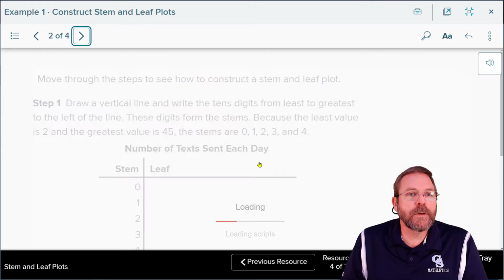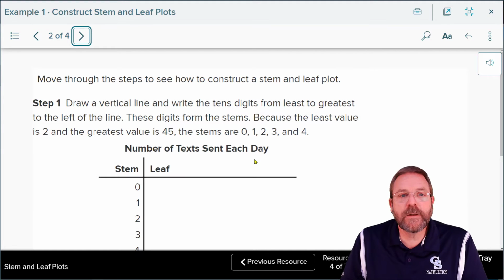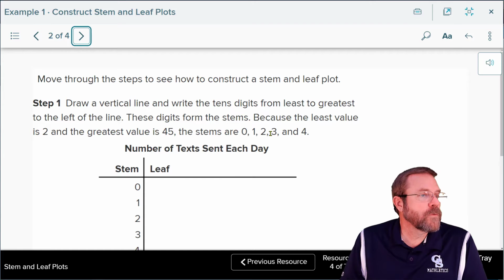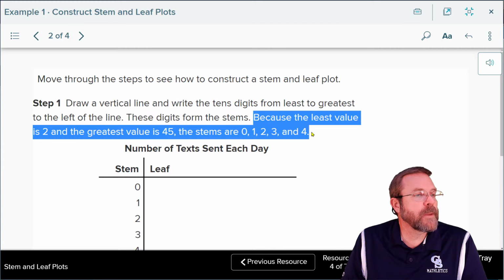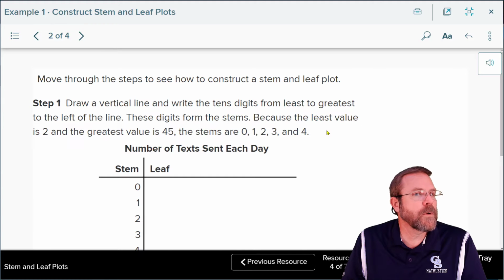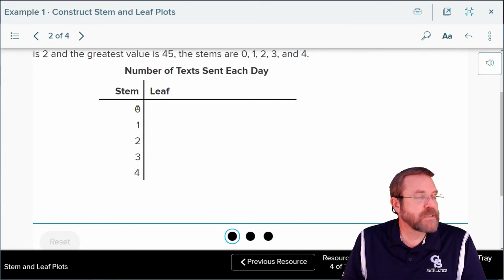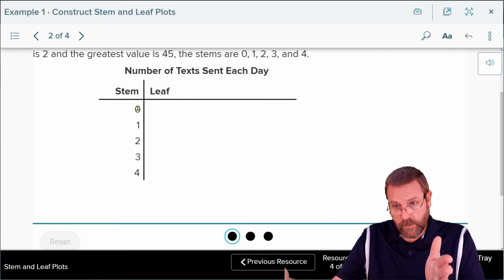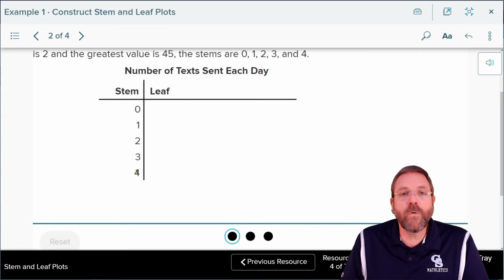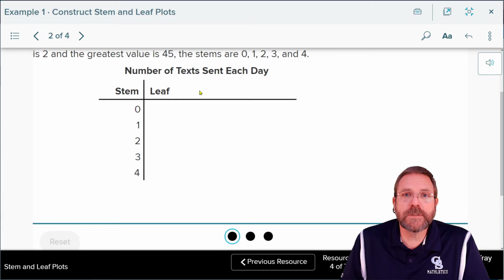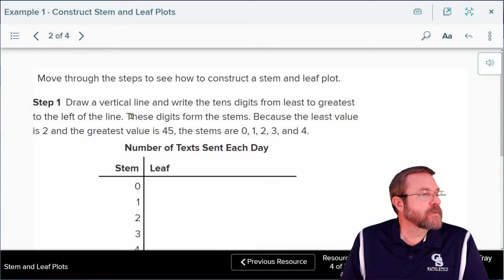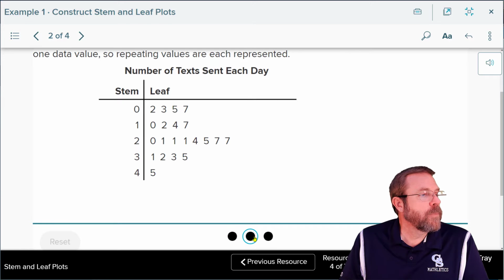The first thing we're going to need to do is figure out our least number and our greatest number. So you can see that the least number is 2 and the greatest number is 45, and because of that we're going to be moving from 0, because 2 is in the 0 section, all the way up to 4 in our stem and leaf plot. The stem is going to be your tens place, and the leaf is going to end up being your ones place.